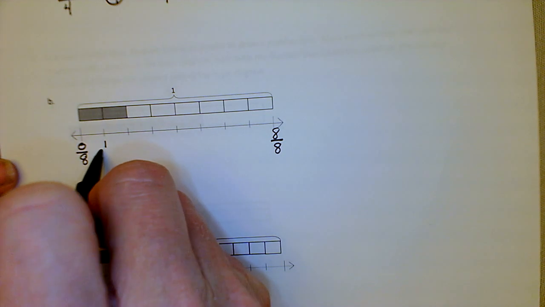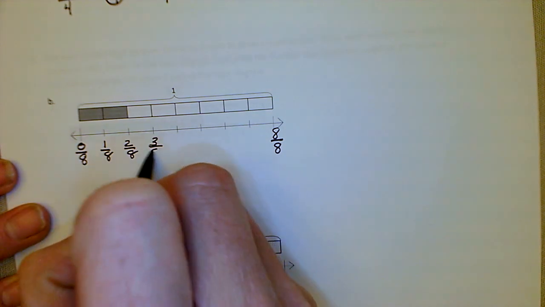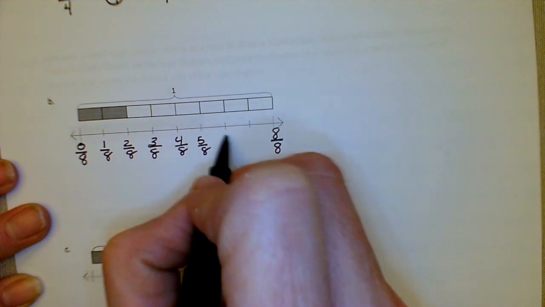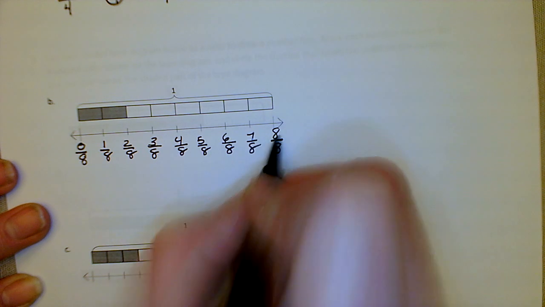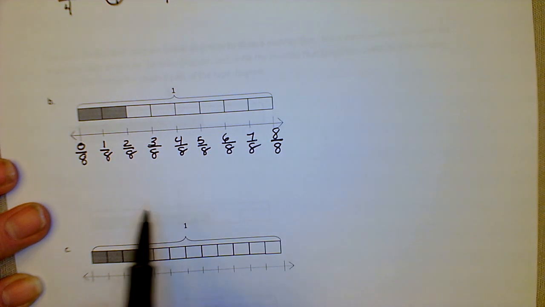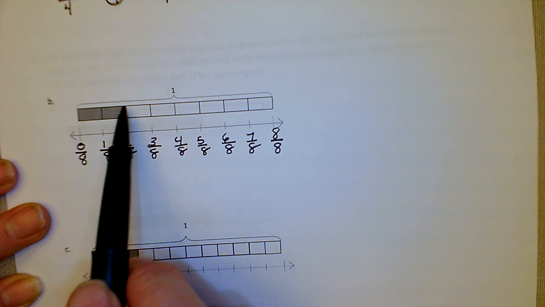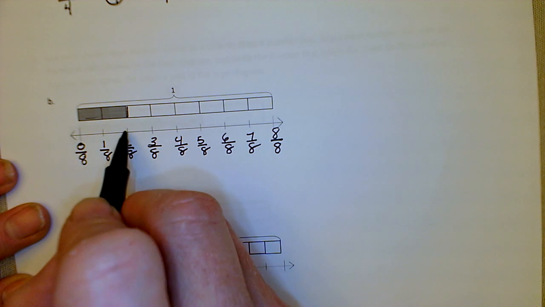So we have 1/8, 2/8, 3/8, 4/8, 5/8, 6/8, 7/8, and we already had our 8/8 in there. And now we have to circle the fraction right here that labels the shaded part of the tape diagram. And that's going to be right here. The tape diagram ends here. That's this mark, so I'm going to go ahead and circle that.